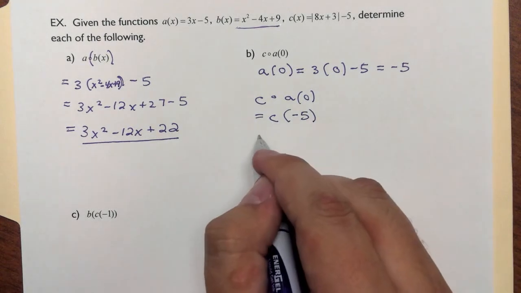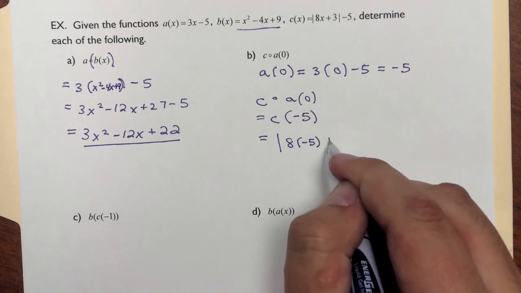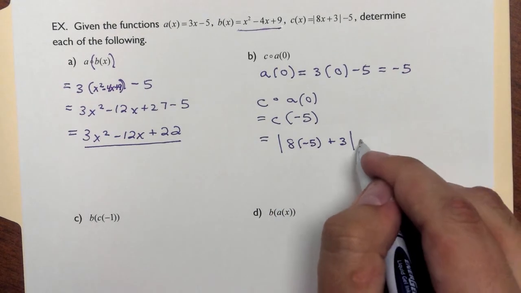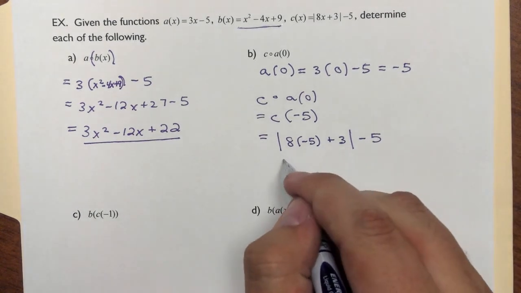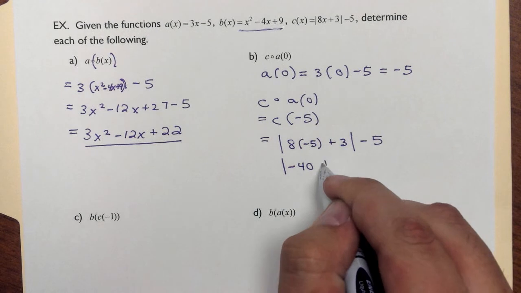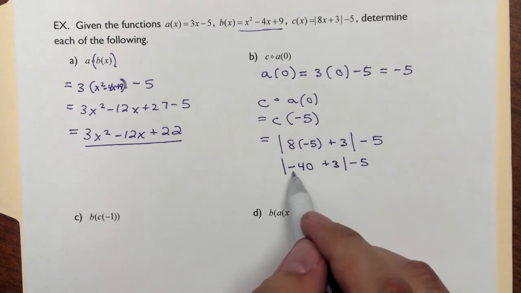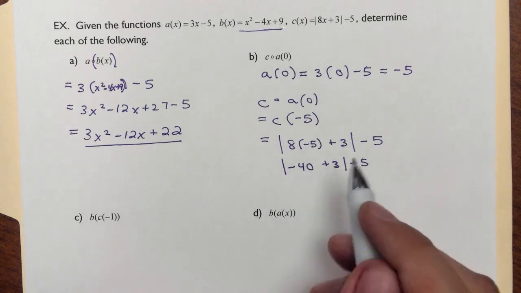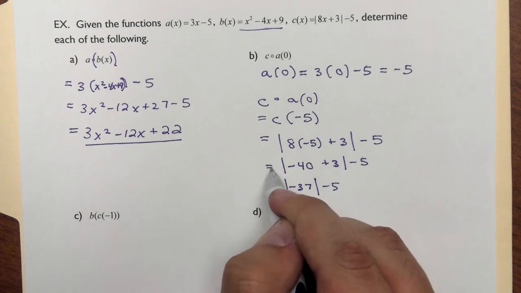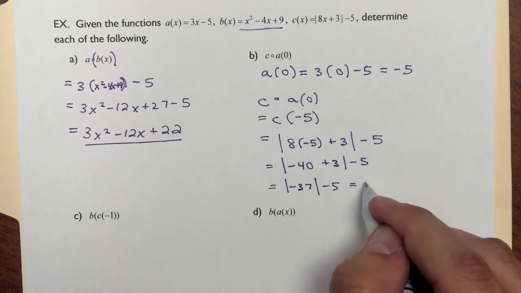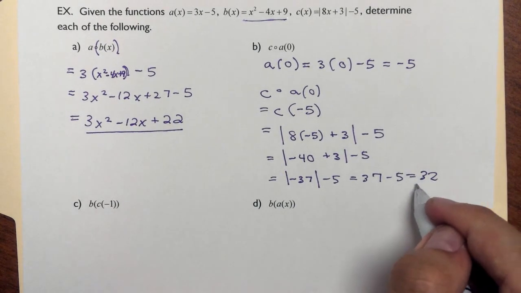All right? Well, that is the absolute value of 8 times negative 5 plus 3, minus 5. All right? 8 times negative 5 is negative 40. And when I'm simplifying an absolute value, remember the idea is I simplify what is inside that group first. This is the absolute value of negative 37 minus 5, which is 37 minus 5, or 32.